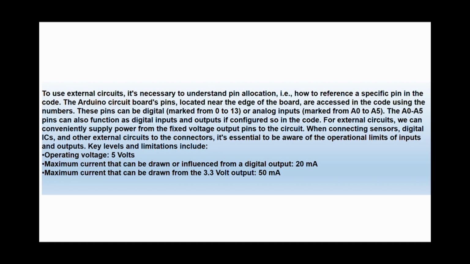For external circuits, we can conveniently supply power from the fixed voltage output pins to the circuit. When connecting sensors, digital ICs, and other external circuits to the connectors, it's essential to be aware of the operational limits of inputs and outputs. Key levels and limitations include operating voltage, 5 volts, maximum current that can be drawn or sourced from a digital output, 20 mA, maximum current that can be drawn from the 3.3 volt output, 50 mA.